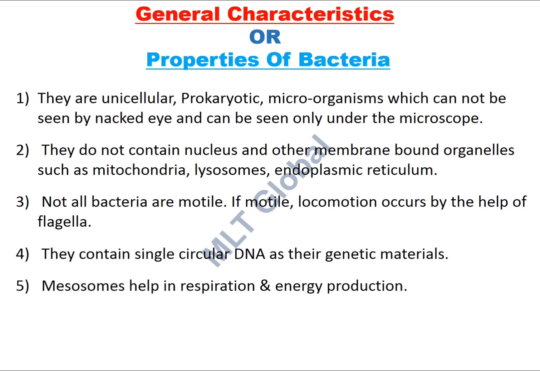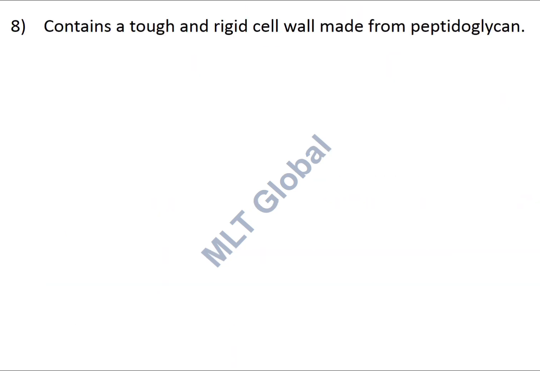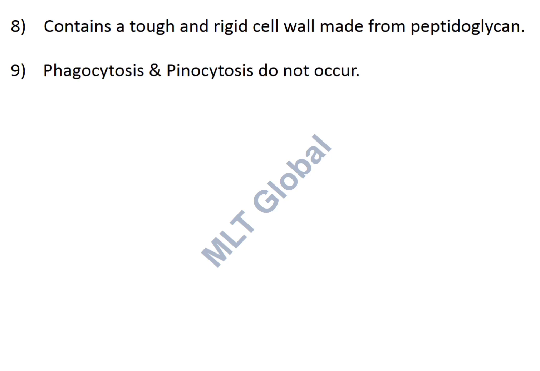Mesosomes help in respiration and energy production. Ribosomes are of 70S type. Reproduction occurs by binary fission. Contains a tough and rigid cell wall made from peptidoglycan. Phagocytosis and pinocytosis do not occur.